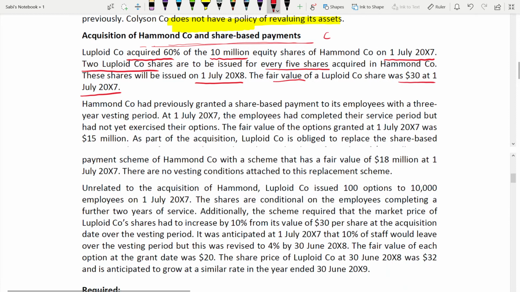Hammond had previously granted a share-based payment to its employees with a 3-year vesting period. What is a 3-year vesting period? At 1st of July 2007, the employees had completed their service period but had not yet exercised their options. The fair value of the option granted on 1st of July was 15 million. As a part of the acquisition, Luploid is obliged to replace the share-based payment scheme of Hammond with a scheme that has a fair value of 18 million on 1st of July. There are no vesting conditions attached to this replacement scheme, unlike the first one where there was a 3-year vesting period.